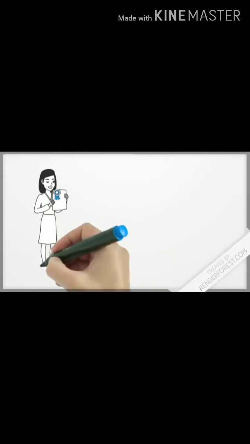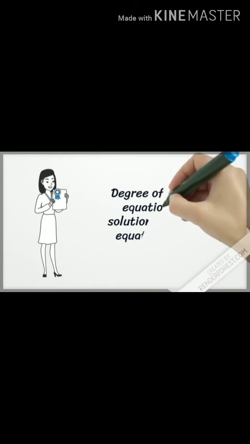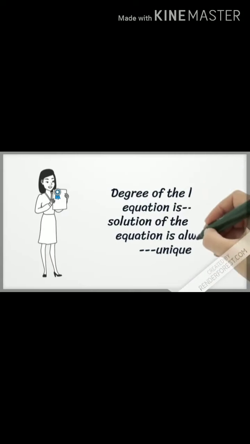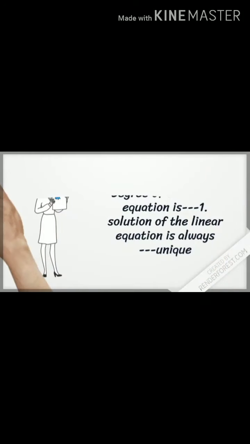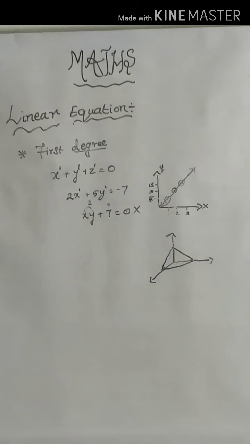We know the definition of the linear equation. A first degree equation is called a linear equation. So what is the degree of that linear equation? It is always 1, because we said that a first degree equation is called a linear equation. So what about the solution of the linear equation? The linear equation solution will always be unique because we don't have any other solution. We'll get only one value for all the variables.